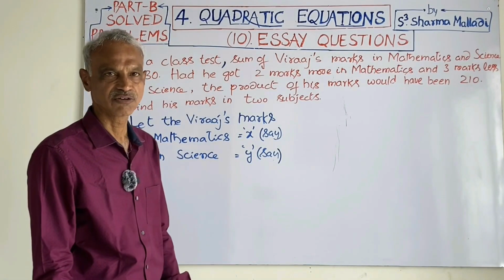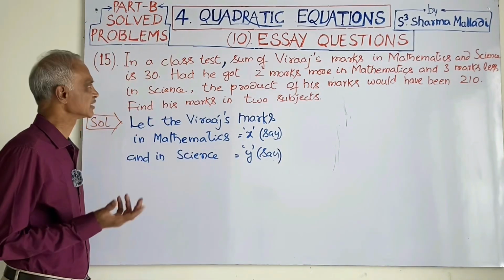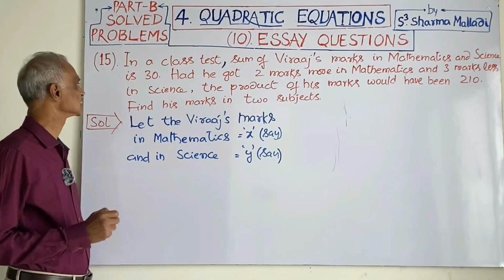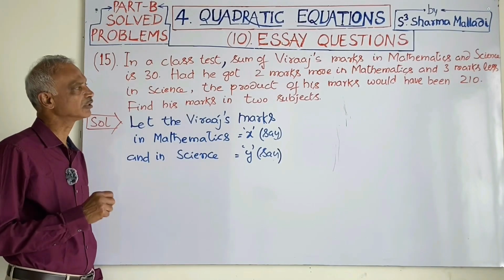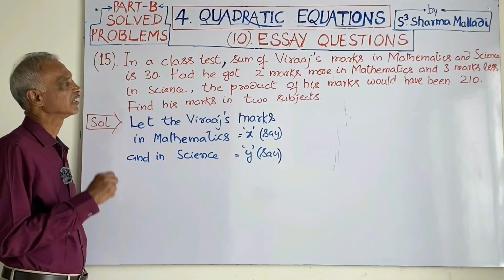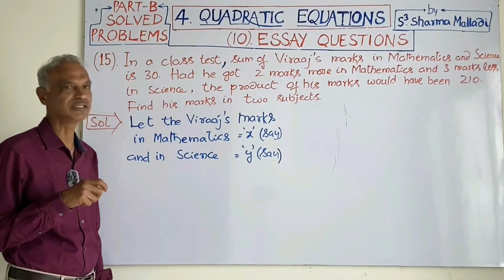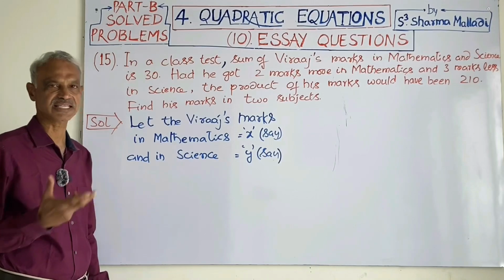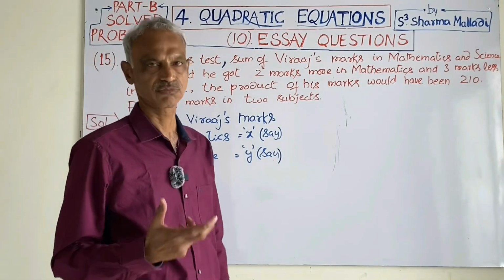Hi students, what is the 15th problem in essay questions? In a class test, the sum of Virat's marks in maths and science is 30. Had he got 2 marks more in mathematics and 3 marks less in science, the product of his marks would have been 210. Find his marks in the 2 subjects, maths and science.